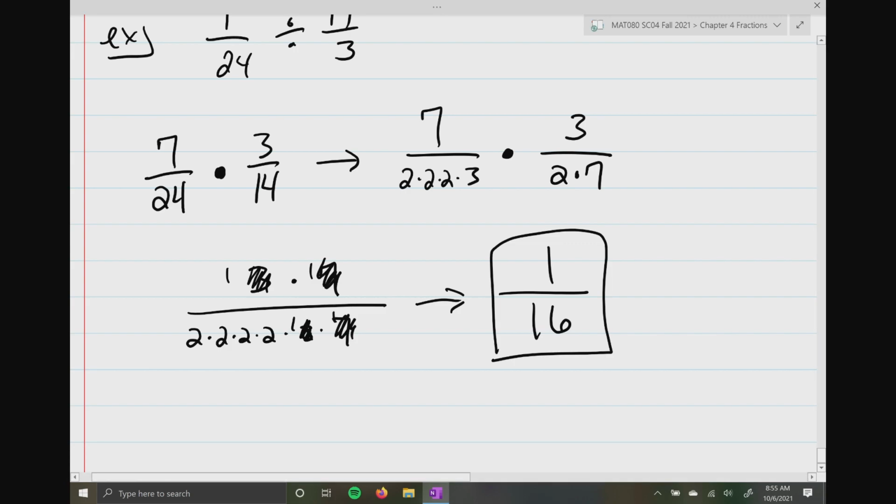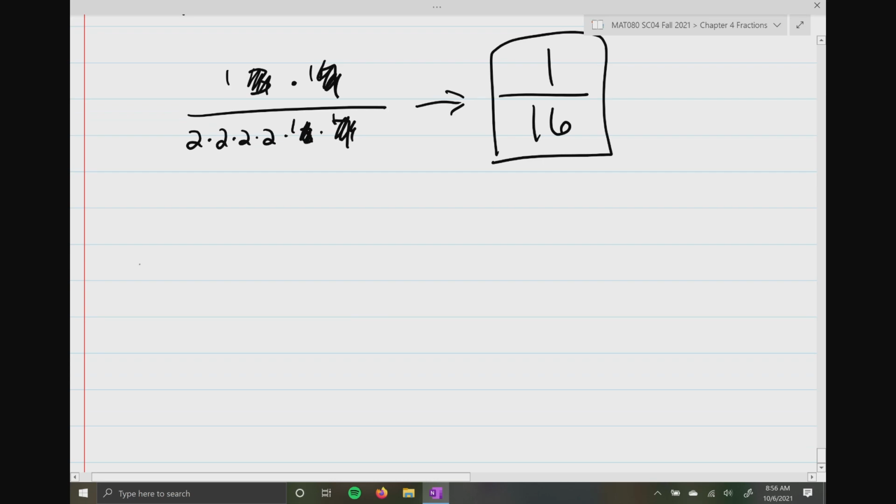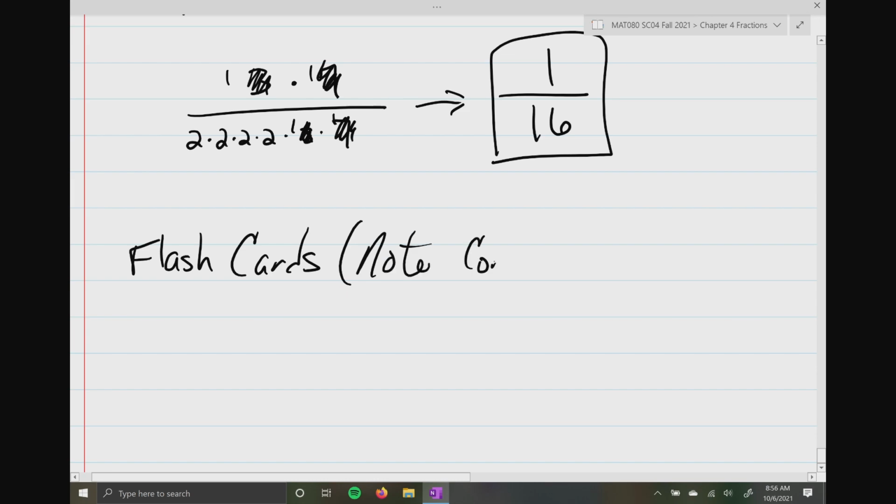I really want all of you to do very well on this test coming up. All right? So let me give you some hints, okay? Flashcards or note cards. If you don't have them, take a piece of paper out of your notebook, fold it, and then cut it. So you can make your own flashcards.